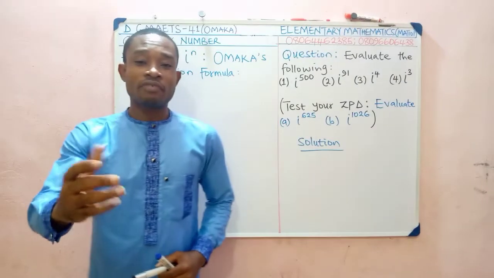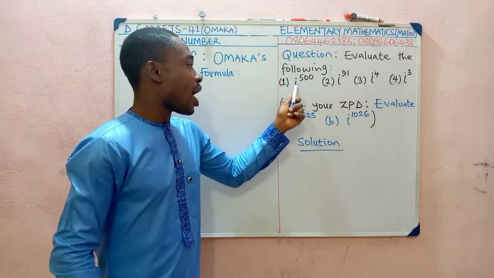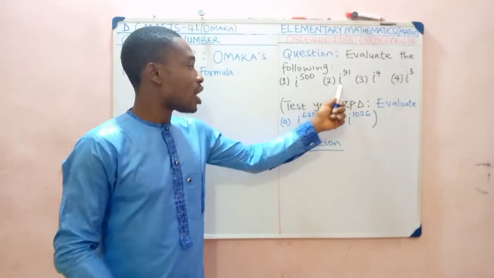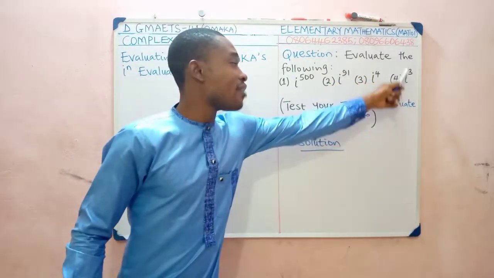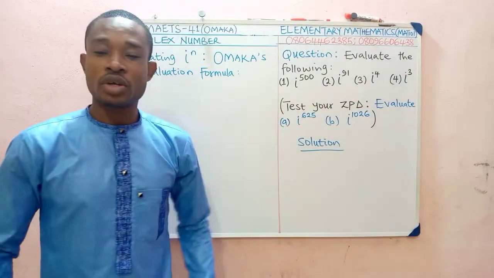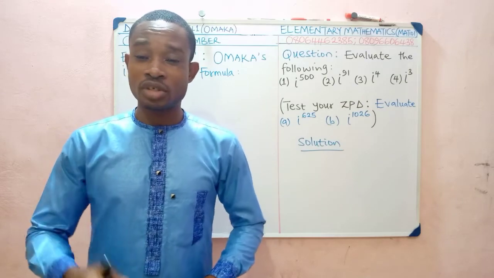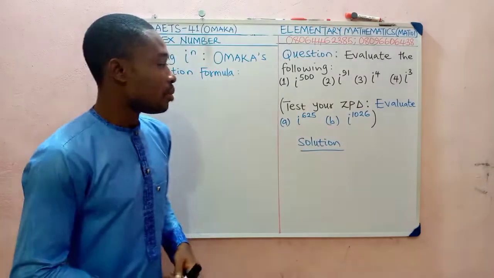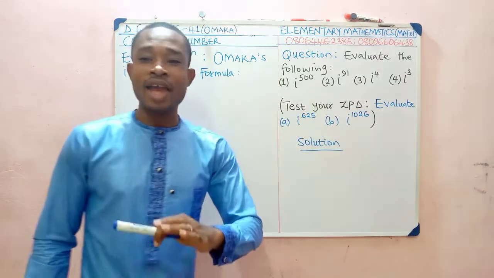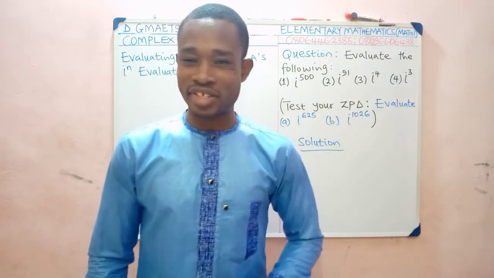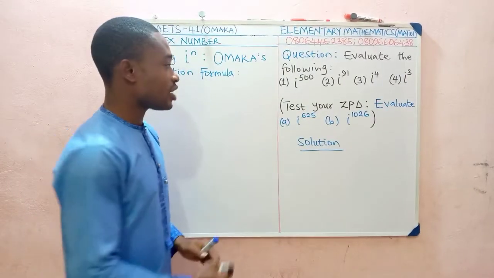Let us now have fun time with these questions on the board. We have to evaluate i raised to power 500, i raised to power 91, i raised to power 4, and i raised to power 3. So you're going to follow along as I solve these questions here on the board, after which you test your ZPD by evaluating i raised to power 625 and i raised to power 1026. Solving this problem is really interesting, so let's see how it goes.